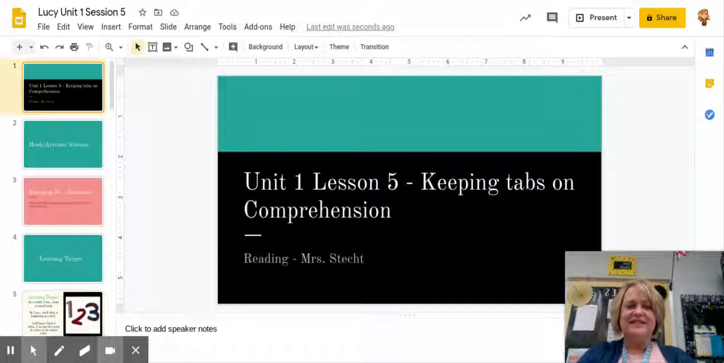We are in lesson 5 today, and it's called Keeping Tabs on Comprehension. So now, not just us reading our story and trying to put chunks together and sound out the words, but also making sure that we understand what we're reading. Who is the story about? Where are they? Like we talked about on day 1 this week. So that's what we're going to be focusing on.